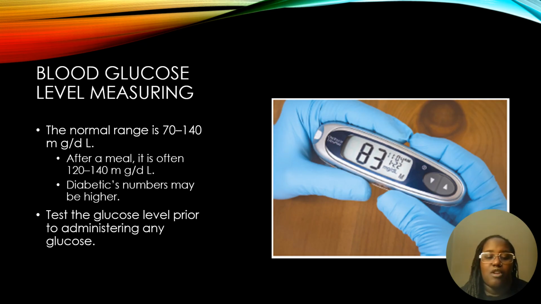For this one, our normal range is going to be between 70 and 140. If a patient's just had a meal, that's when it's going to be more in that 120 to 140 range. But normally we'll expect it to be more like between 70 and 100 if they haven't had anything to eat recently. Any numbers higher than 140 is going to be kind of going into that pre-diabetic or diabetic range. So just kind of keep that in mind.